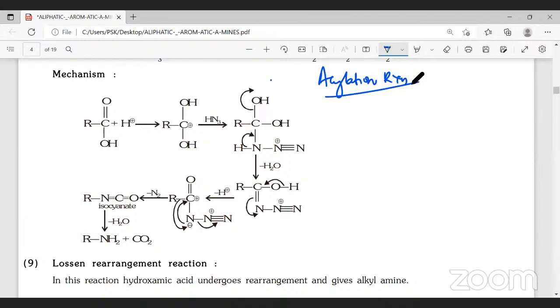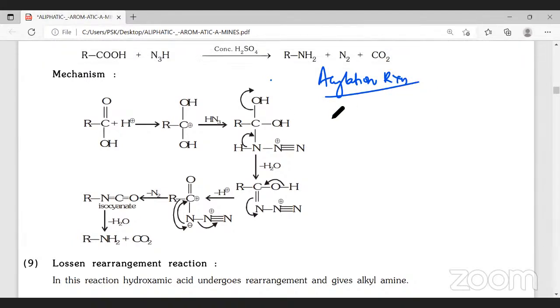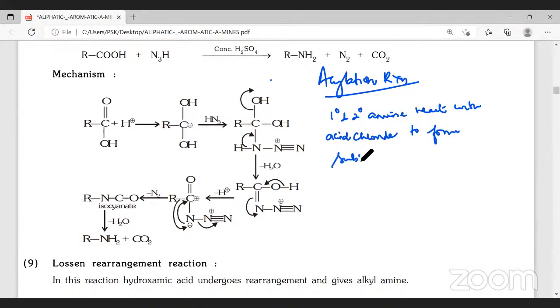So acylation is reaction with acid chlorides. So primary and secondary amines react with acid chlorides. Acid chlorides will form substituted acyl derivatives, to form substituted acyl derivatives.